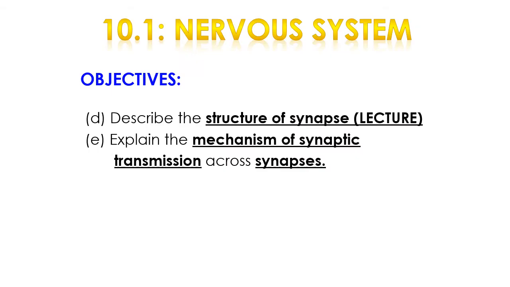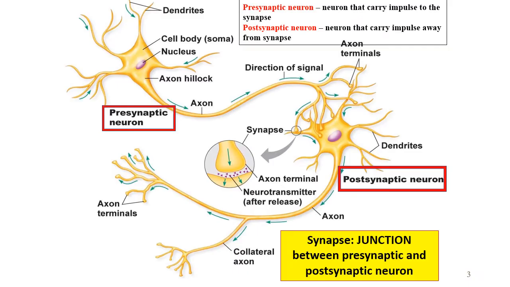In this video, we will look at the structure of synapse and explain the mechanism of synaptic transmission across synapses. Basically, synapse is the junction between two neurons, presynaptic neuron and postsynaptic neuron. Presynaptic neuron is where the impulse comes from, and the postsynaptic neuron is the neuron that will accept the impulse.